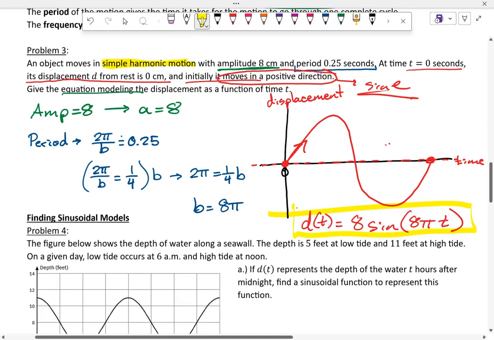Okay? So if this one had said that we're starting at t equals 0, we're starting at its maximum displacement, which one would it be, sine or cosine, if we're starting at the maximum displacement? That'd be a cosine, right? And if we're starting at our minimum displacement, that would also be cosine. So you have to pay attention to those words.